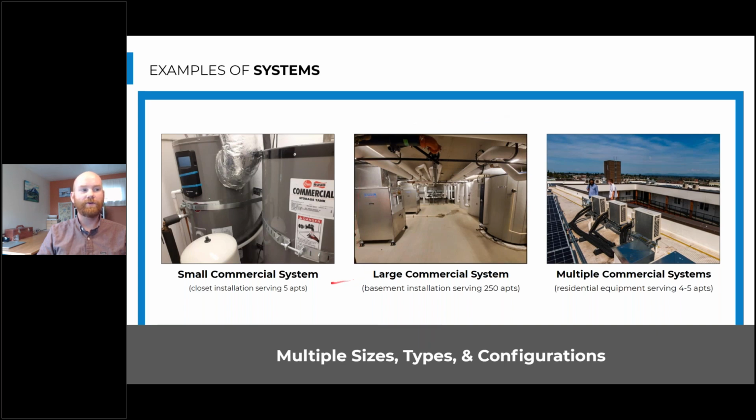It may be more appropriate to specify a smaller commercial system that can be located in a closet, built out of residential equipment, or maybe we're looking at multiple smaller zones in our distribution system that allows us to use smaller residential products once again, but that's serving a bigger building. We have multiple of these systems to serve one building. And so there's multiple sizes, types, and configurations that we can see in these commercial heat pump water heating systems.